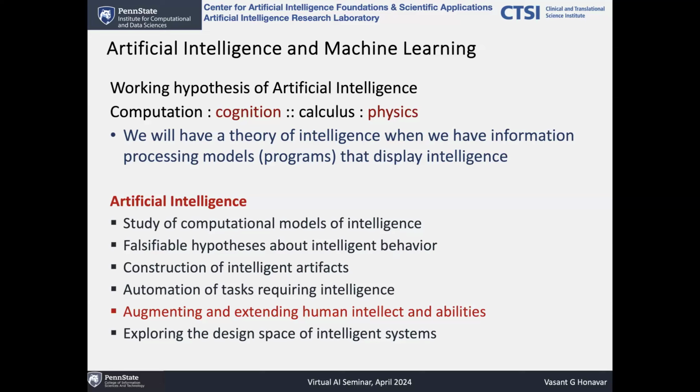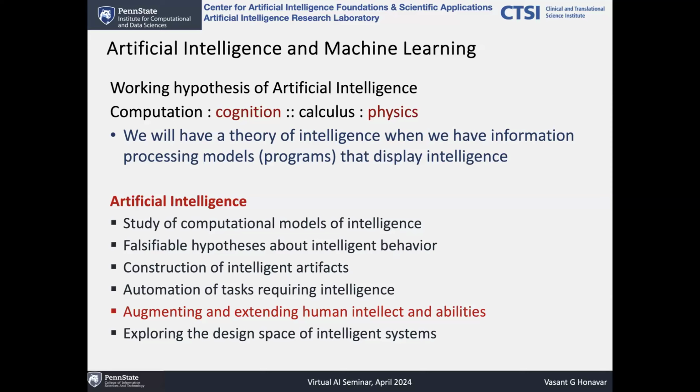And we will have a theory of intelligence when we have information processing models or programs that display some aspects of intelligent behavior. So AI has had many different goals over the years. One is a study of computational models of intelligence. A second is more of a scientific goal, which is hypotheses about intelligent behavior, which you can test by building programs that display intelligence. A third one is more of an engineering goal, which is construction of intelligent artifacts that do things that otherwise would require intelligence if performed by humans. Automation of tasks requiring intelligence, maybe tasks that are too cumbersome for people to do.